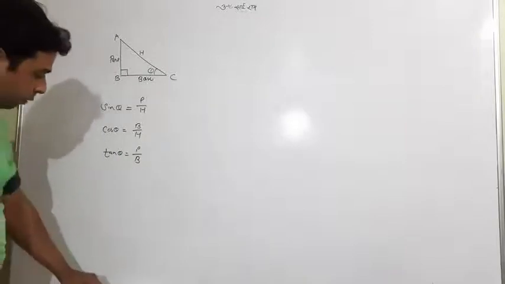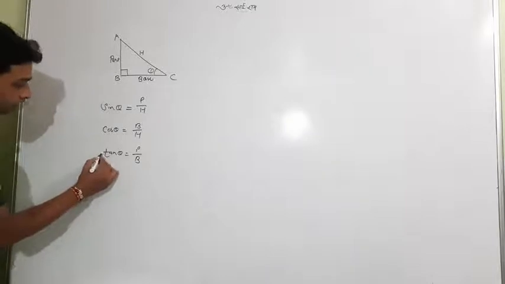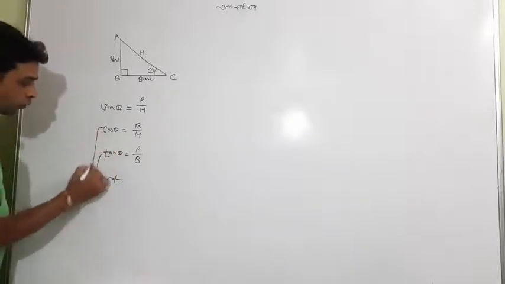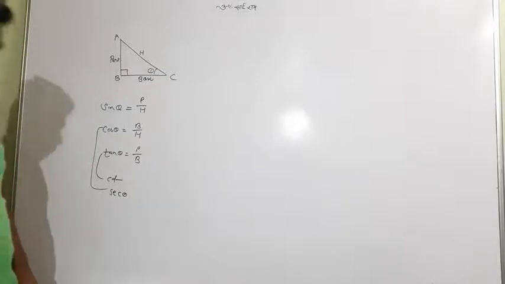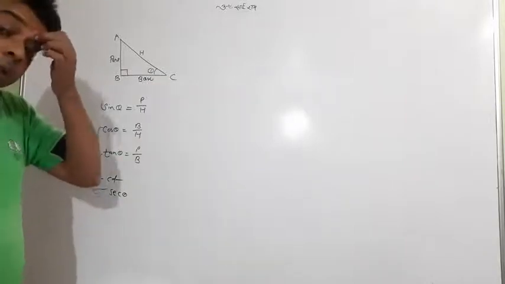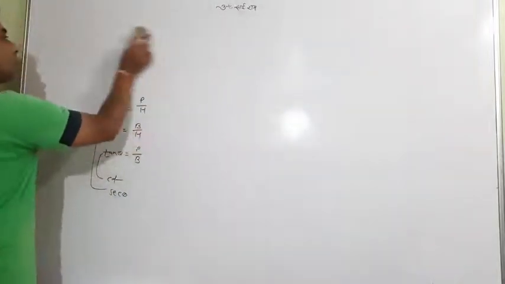And after tan is cot theta, which is the reciprocal of tan. The reciprocal of cos is sec theta, and the reciprocal of sine is cosec theta. So these we have already done. Now, based on that, we have questions, so we learn how we can find them out.